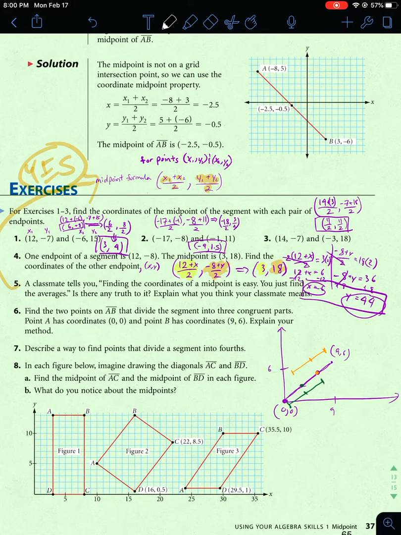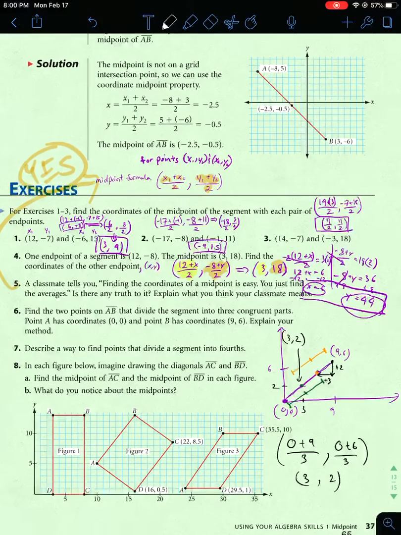Wonder if we just divide it by 3, will we get there? 0 plus 9 divided by 3, and 0 plus 6 divided by 3. 9 over 3 is 3, 6 over 3 is 2. Yeah, I think that's it. 3, 2. And so, from this point, going up, it's going to be a distance of 2. Going right is the distance of 3. There's our slope triangle idea. So if we go up 2, it becomes 4 for the y-coordinate, over 3 is 6.